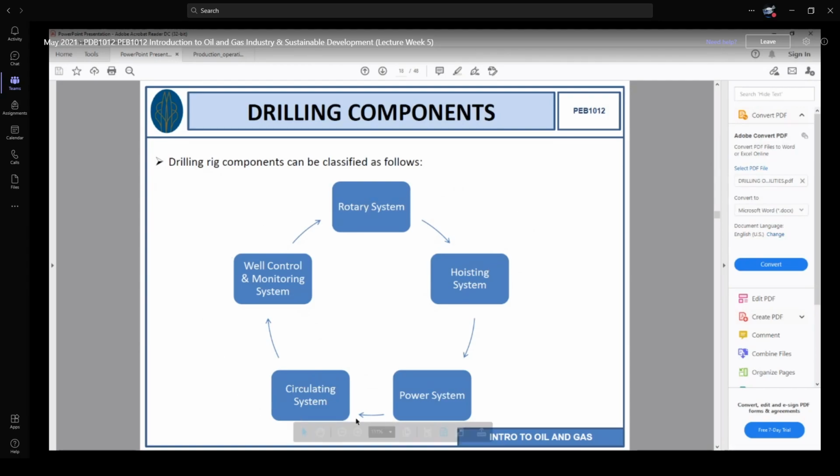If any of them is missing, except the well control and monitoring system, the rest of the four, if any one of them is missing, we are not able to drill a hydrocarbon well, right? But the well control and monitoring system is very much important, right? Among these, the rig components.